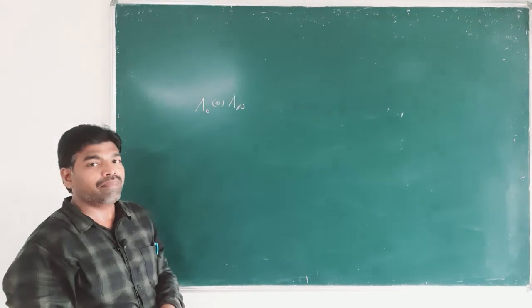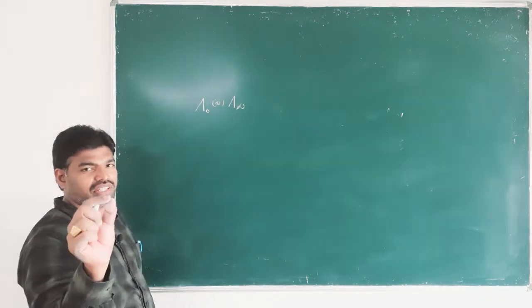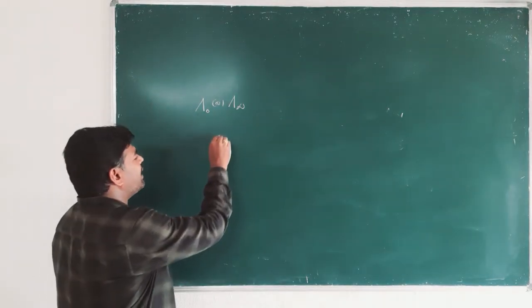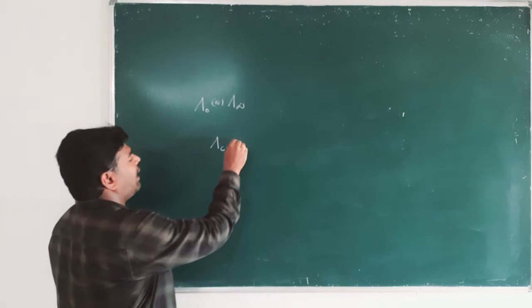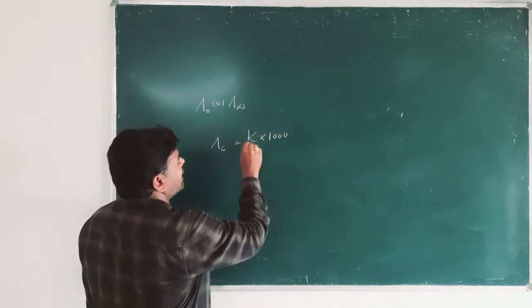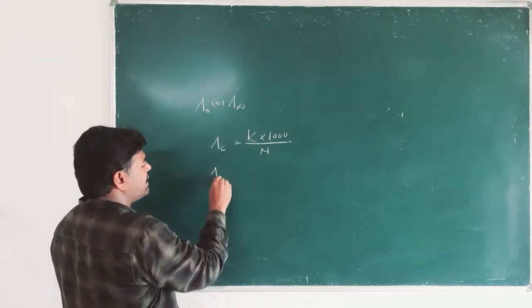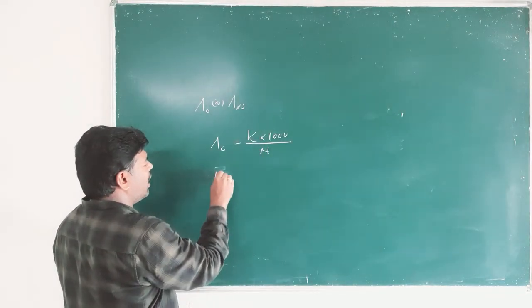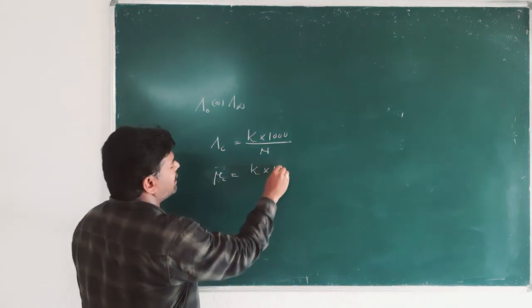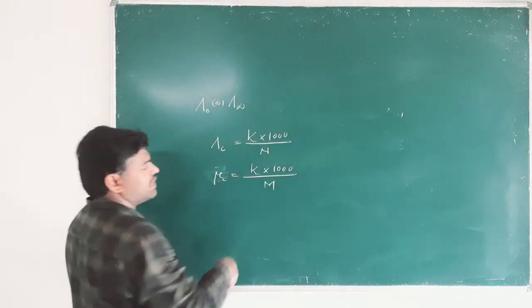Before that, let me conclude an equation. Equivalent conductance and specific conductance are related by the equation K into 1000 by normality, and molar conductance and specific conductance are in relation with one another by this equation.